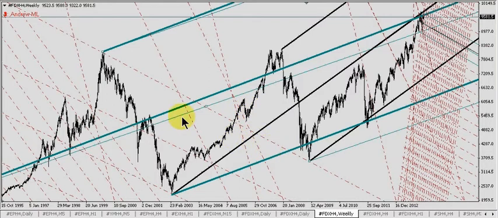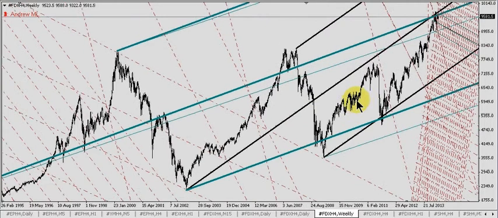Welcome to Commodity Analysis on Tuesday, the 4th of March 2014, and I'm going to use the DAX as an example just to get to grips with very simple concepts.